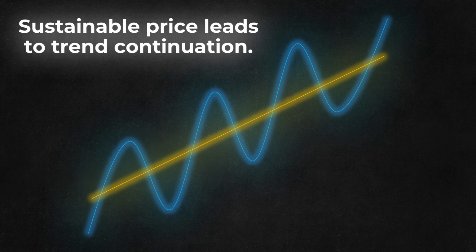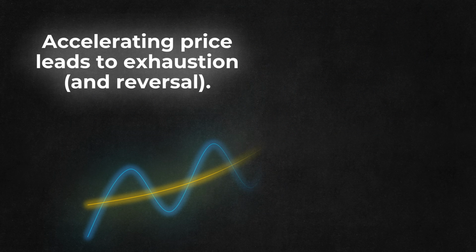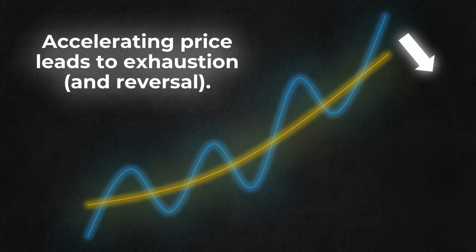In this image, we see an example of sustainable price action where the overall trend angle is steady. It doesn't accelerate nor decelerate. In this illustration, we can see the overall trend angle getting less steep, which suggests a deceleration in the trend or a power decrease, which tends to lead to a reversal. In this next image, we see the overall trend angle getting steeper, which suggests an acceleration in the trend or a rise in power. This leads to an unsustainable exhaustive price movement, which itself tends to lead to a reversal.